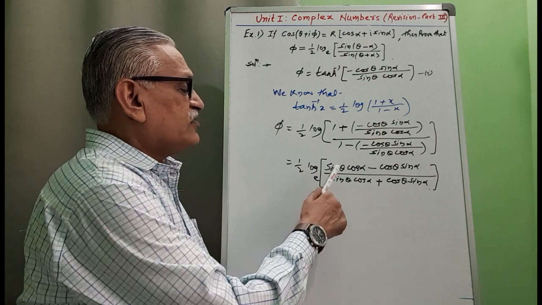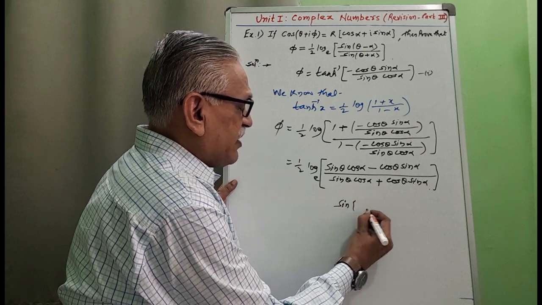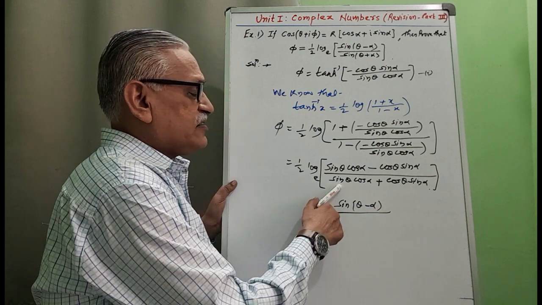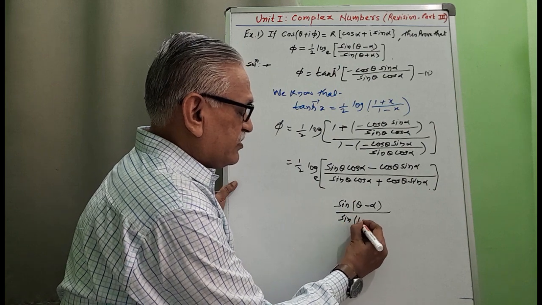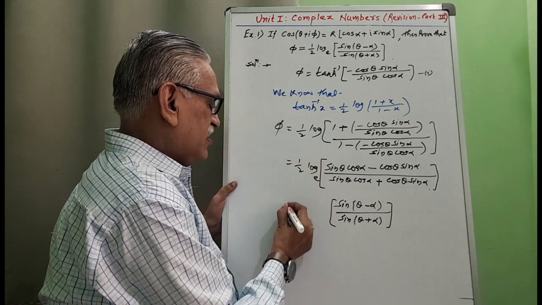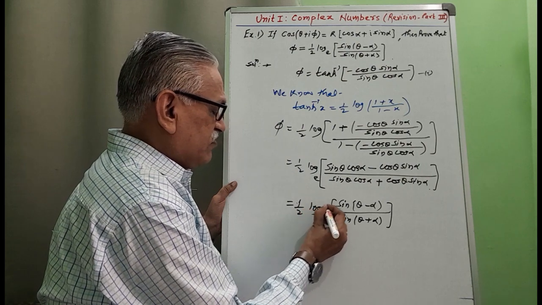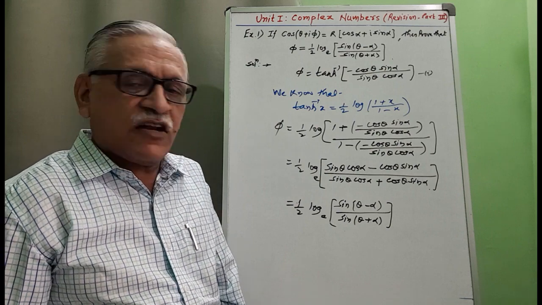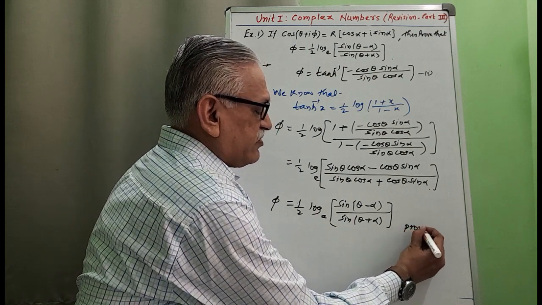Then sin a cos b minus cos a sin b is nothing but sin of a minus b. Therefore, it is sin of theta minus alpha, divided by sin a cos b plus cos a sin b, which is sin of a plus b. Therefore, sin of theta plus alpha, and that is equal to phi is equal to 1 by 2 times log of sin of theta minus alpha divided by sin of theta plus alpha to the base e. We get the required result, hence proved.